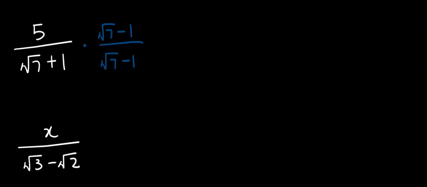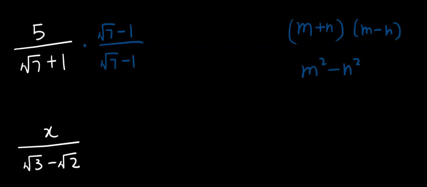Why? Because we're trying to use a rule that says this. M plus n times m minus n is m squared minus n squared. This is something you learned from Algebra 1. Now, with this rule in mind, we give it a very special one, that is square root 7 minus 1 over square root 7 minus 1. This is actually a 1. The quantity is 1. Therefore, we did not change the value, and we're going to change the form.